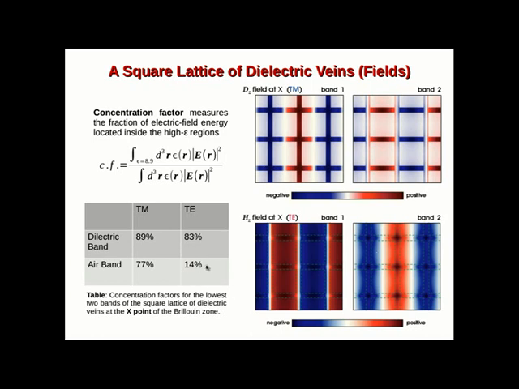So this is why there is a huge contrast between the concentration factors in the case of the TE mode, but not much difference between the concentration factors for the TM mode.